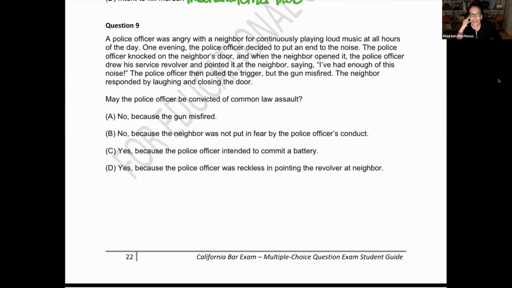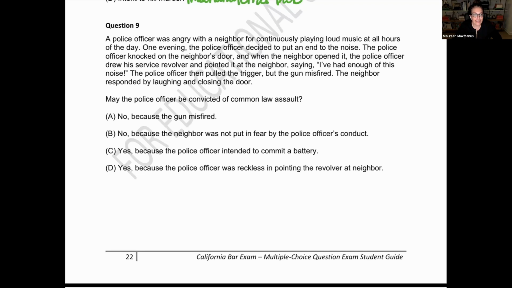One evening, the police officer decided to put an end to the noise. Doesn't sound great. The police officer knocked on the neighbor's door, and when the neighbor opened it, the police officer drew his service revolver, a bit aggressive, and pointed it at the neighbor, saying, "I've had enough of this noise." The police officer then pulled the trigger, but the gun misfired. The neighbor responded by laughing and closing the door.